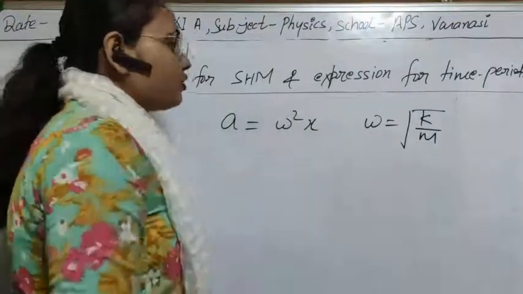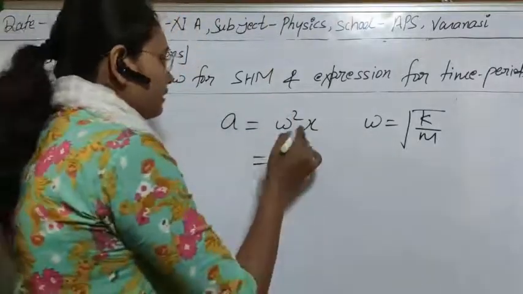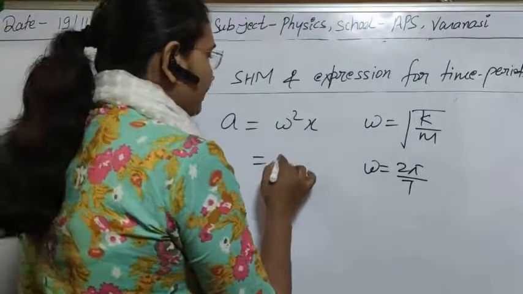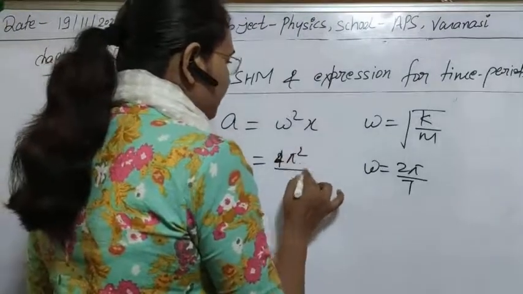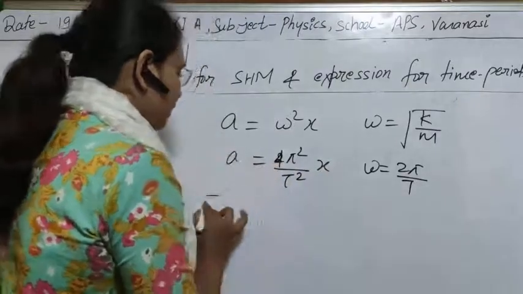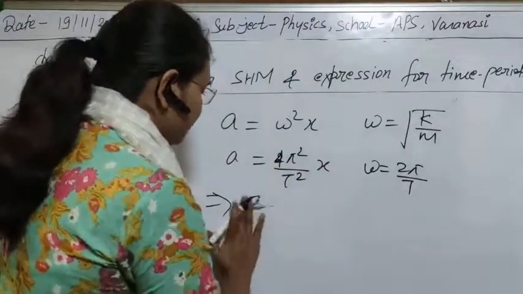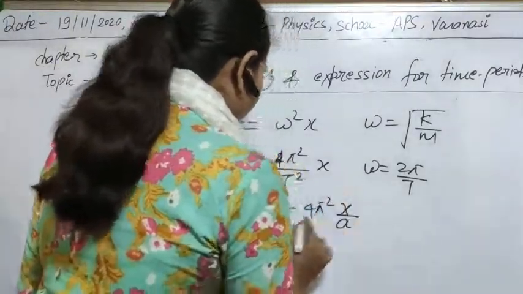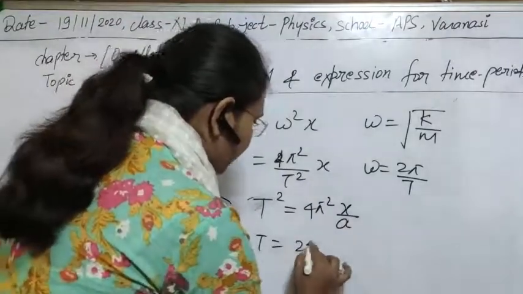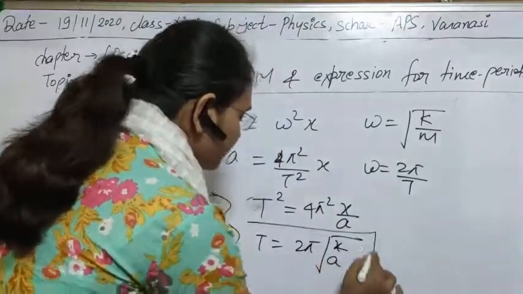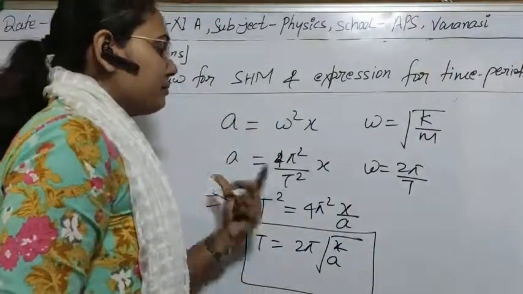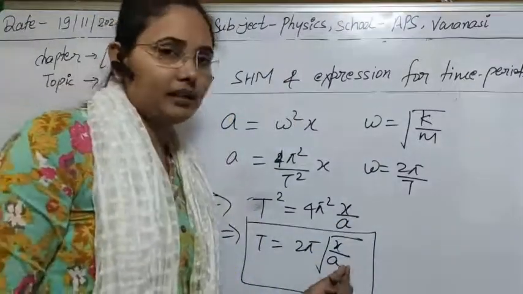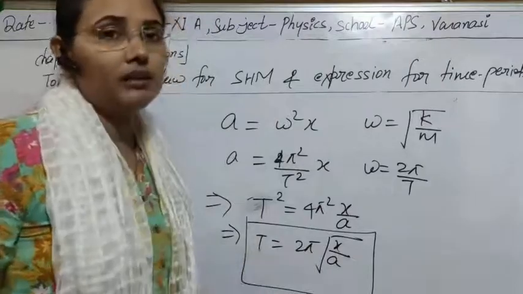From here we can also derive an expression for the time period. As you know, omega equal to 2 pi by T. With the help of it we can write 4 pi square by T square times x equals a, or we can put it as T square equal to 4 pi square x by a, or T equal to 2 pi root x by a. This is the expression for the time period in simple harmonic oscillation. If we know the displacement of the particle and also the acceleration of the particle, then we can calculate the time period of the oscillation.